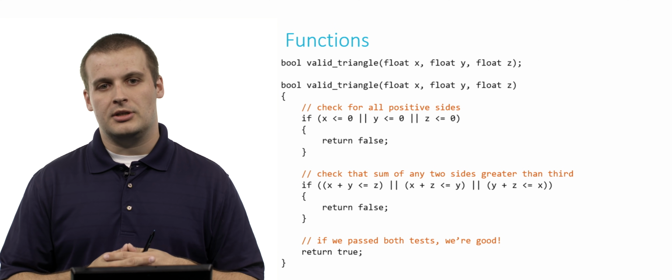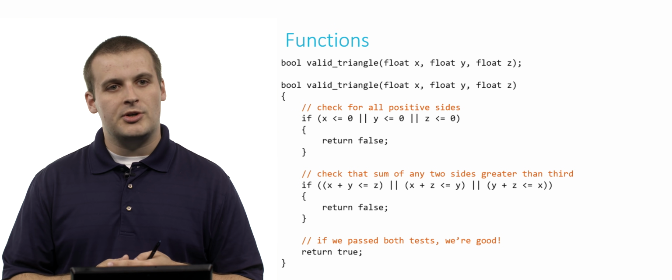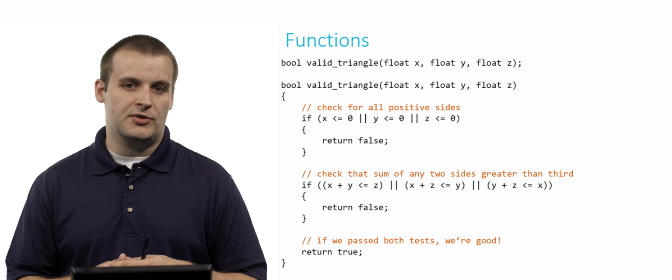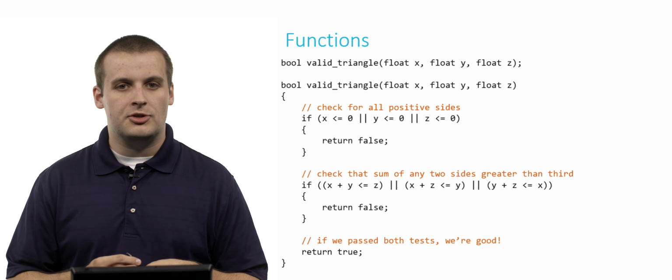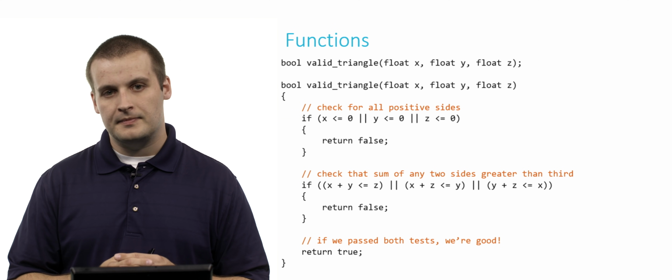Then we define the function. First thing we do is check to make sure that all of the sides are positive. If x is less than or equal to 0, or if y is less than or equal to 0, or if z is less than or equal to 0, that can't possibly be a triangle. They don't have positive sides. And so we can return false in that situation.